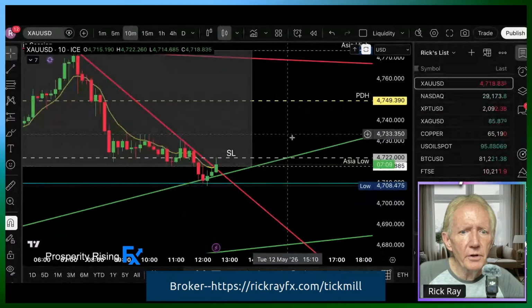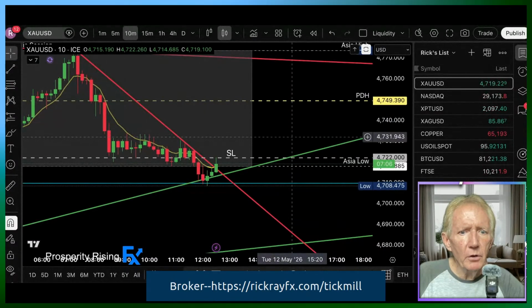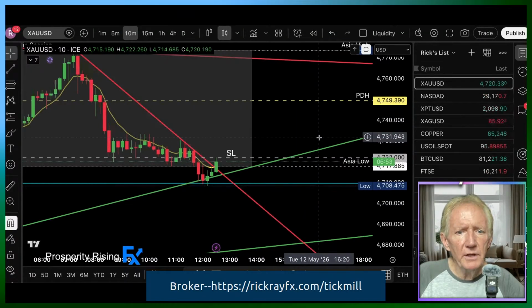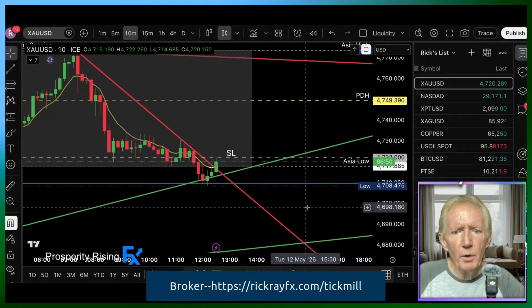This is the Tokyo lunch run, and we're not seeing any momentum at all. This is not typical for the Tokyo lunch run. Not typical at all, guys. A lot of indecision, a lot of just doing nothing. What do they say? A nothing burger.